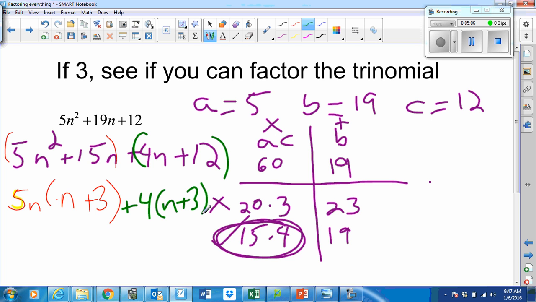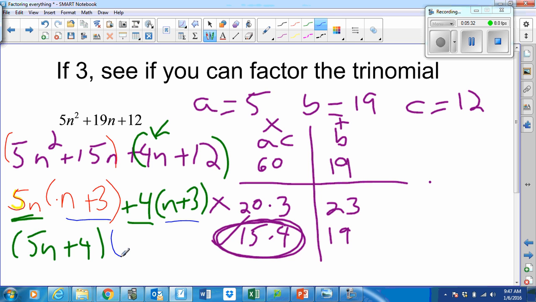Now if this term here were negative, you would want to pull out a negative from that GCF. So when you've done this, if you've done it correctly, these binomials should match. So now when we factor this, what we get is 5n plus 4. So we basically took this term plus this term. And then the other factor is simply n plus 3.